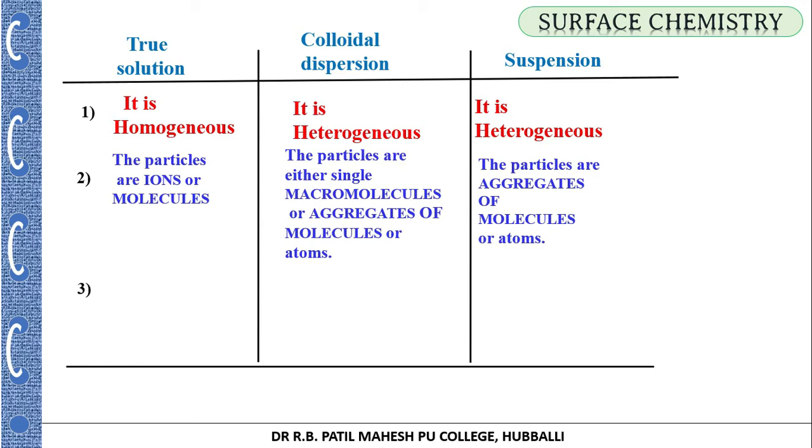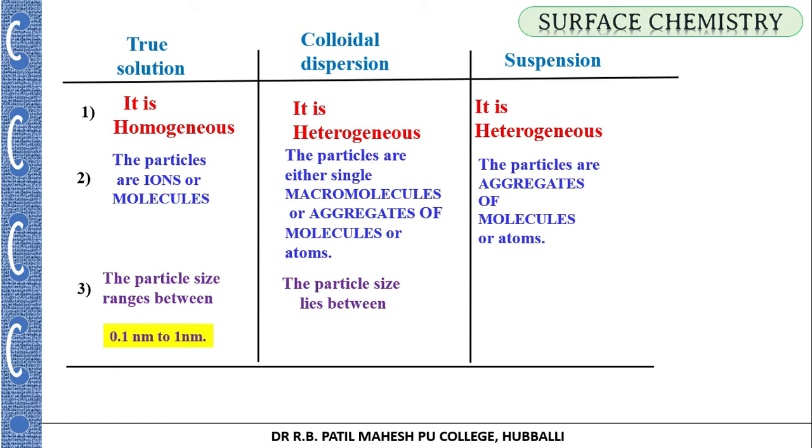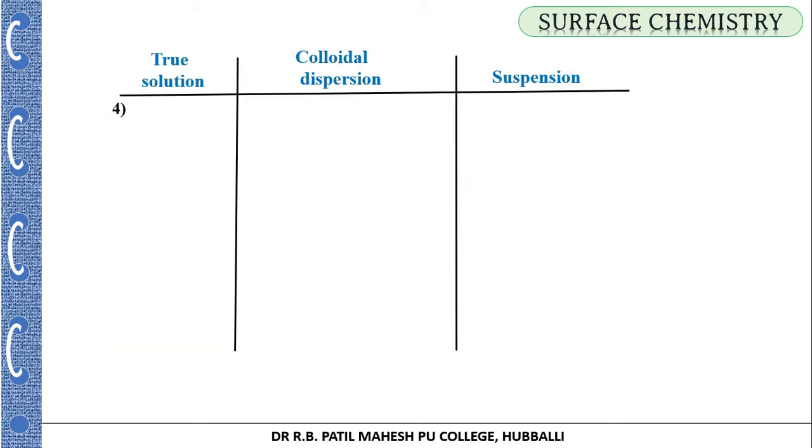In the case of true solution, particle size ranges between 0.1 nanometer to 1 nanometer, whereas in the case of colloidal system, particle size lies between 1 nanometer to 10 to the power 3 nanometer, nothing but 1000 nanometer. In the case of suspension, particle size is greater than 1000 nanometer, or in other words I can say large.